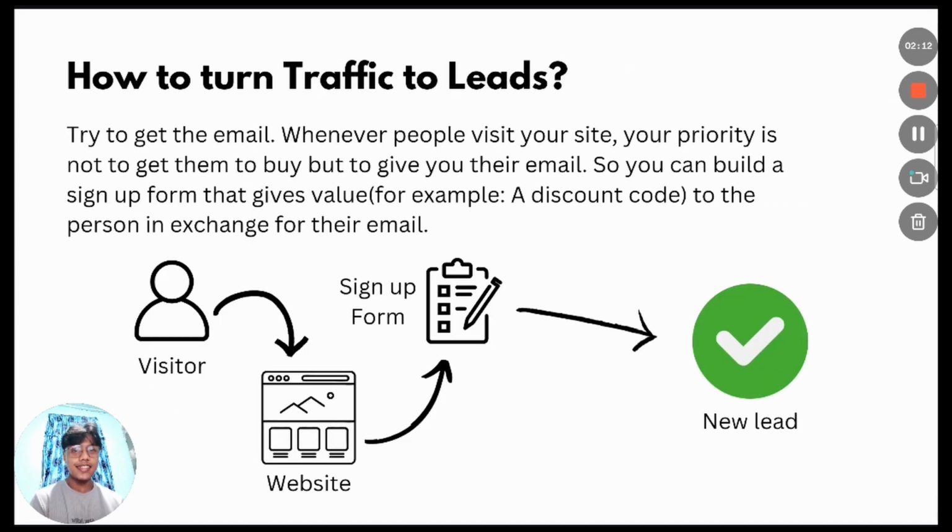The second step, or second component, is how do you turn traffic into leads. The main thing that any business or website should do when they're trying to turn traffic into a lead is to try to get their email. There are multiple ways to do this. You can use a lead magnet. You can use a sign-up form which gives them an offer in exchange for their email. You can use a freebie which can make them give you their email in exchange for value.